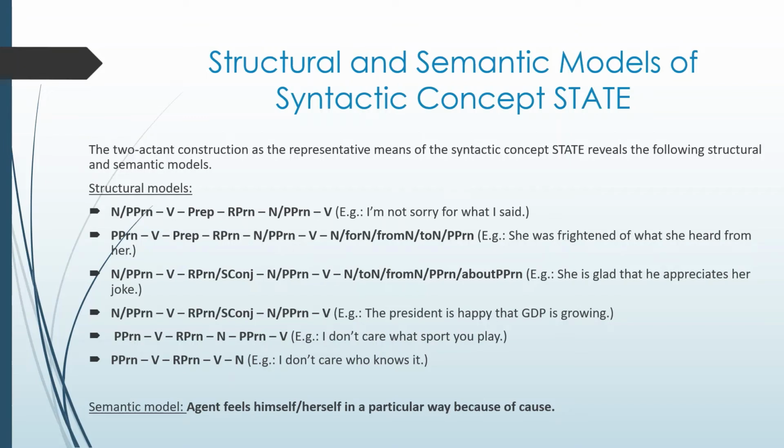Agent feels himself, herself in a particular way because of a cause. And in this structural semantic model, a subject-agent represents the characteristic orientation to an agent. A state verb in the function of predicate verbalizes state, and object cause in the form of subordinate clause objectifies the characteristic orientation to cause of agent state.